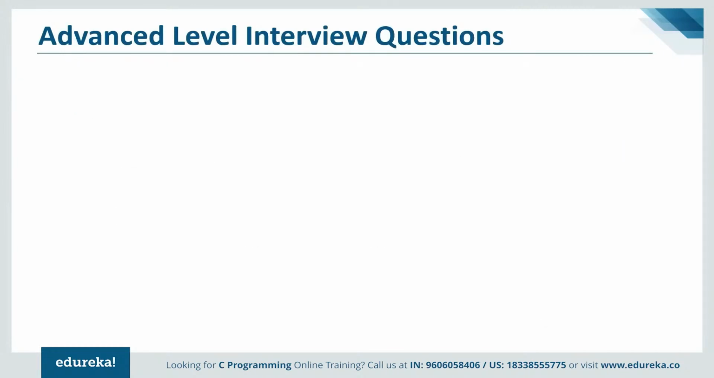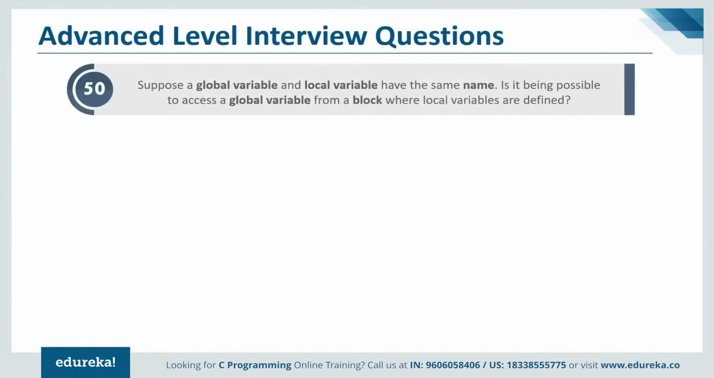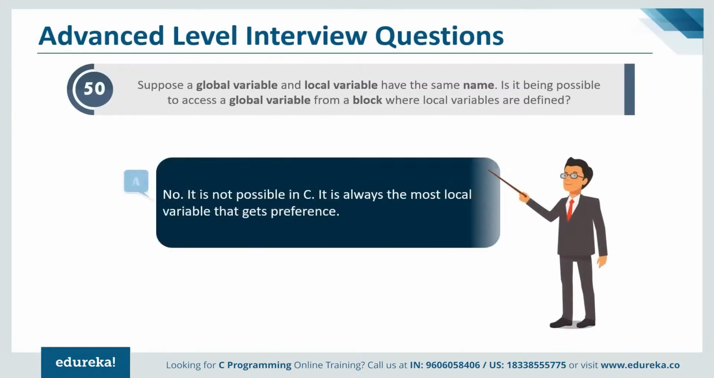Now the final question in this discussion is, suppose a global variable and local variable have the same name. Is it possible to access the global variable from a block where the local variables are defined? The answer for this question is no. It is not possible in C. It is always the local variables that get the preference in the particular function.